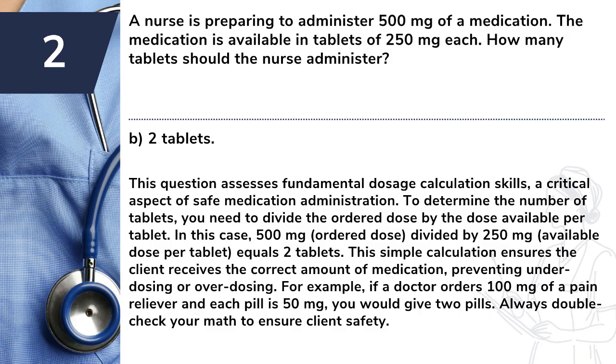This simple calculation ensures the client receives the correct amount of medication, preventing underdosing or overdosing. For example, if a doctor orders 100 milligrams of a pain reliever and each pill is 50 milligrams, you would give 2 pills. Always double-check your math to ensure client safety.